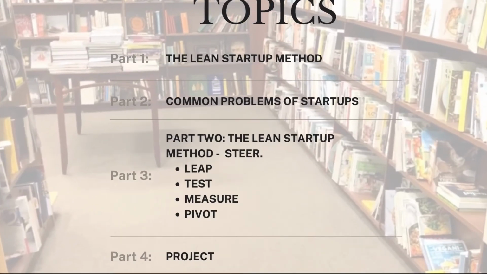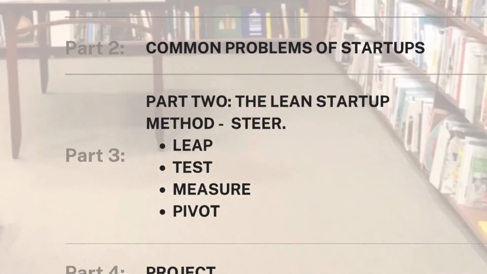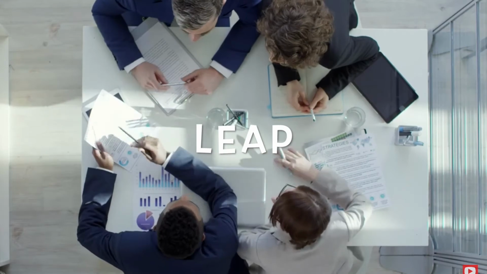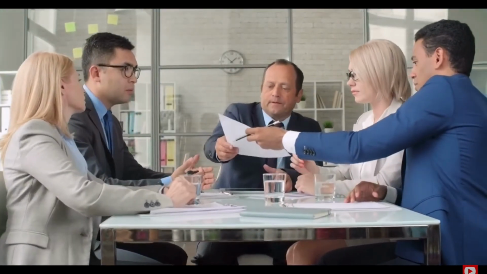Now, we are going to talk about the second part of the book, The Lean Startup, which is called Steer. Leap. The idea of leap is to prioritize validating the riskiest assumption, testing the unproven assumptions of your startup plan first before starting to build your MVP, which stands for minimum viable product.